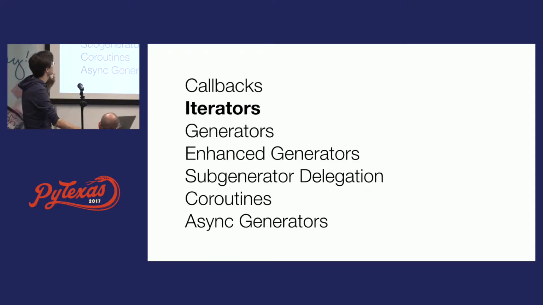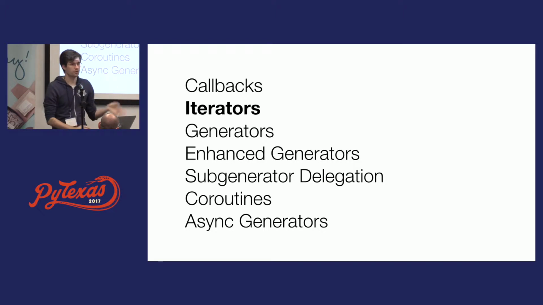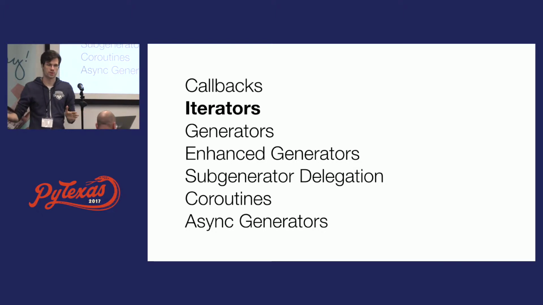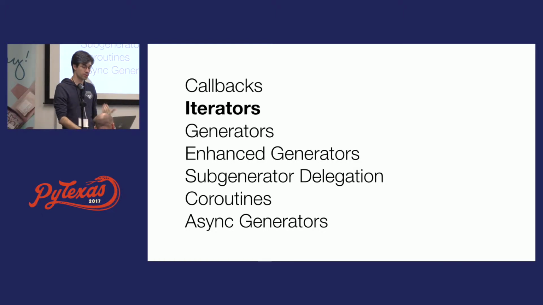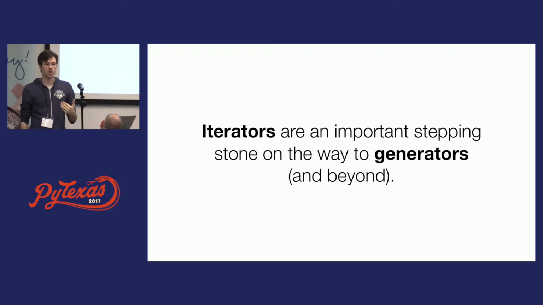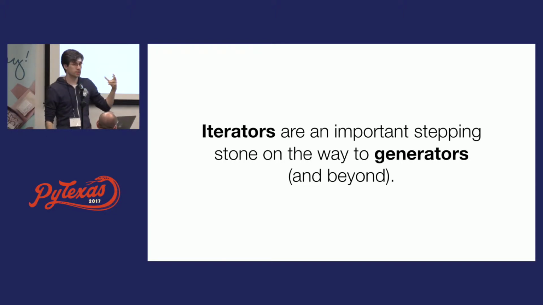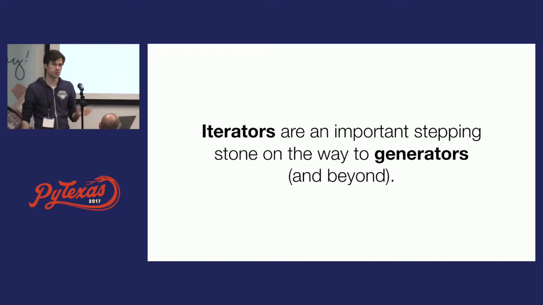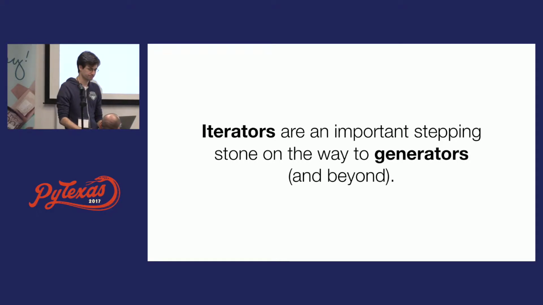So now let's talk about Python and how it improves on this, and how it's improved on it over time. The first thing I'm going to start with is iterators. I'm not going to actually make a coroutine system with iterators, but they are an important stepping stone as you're moving through generators and ultimately to coroutines.